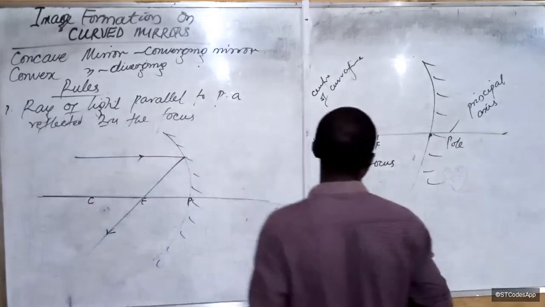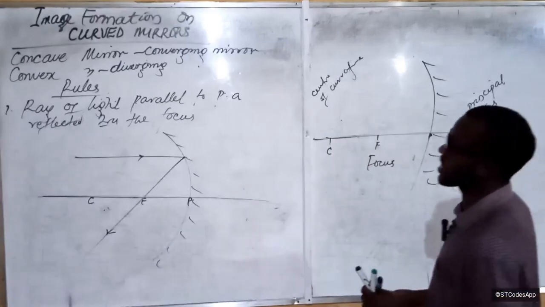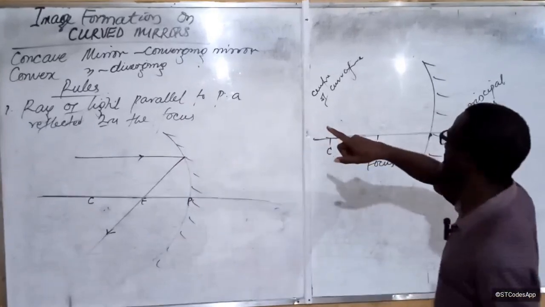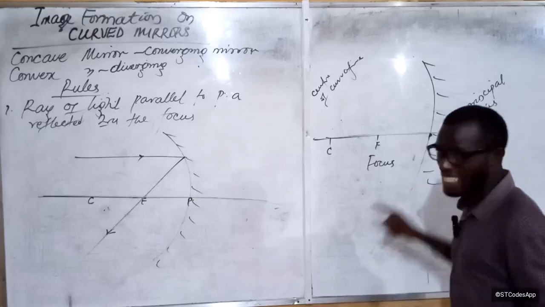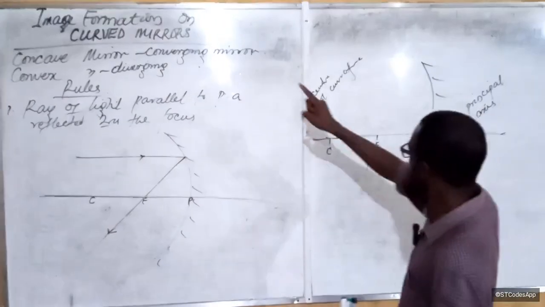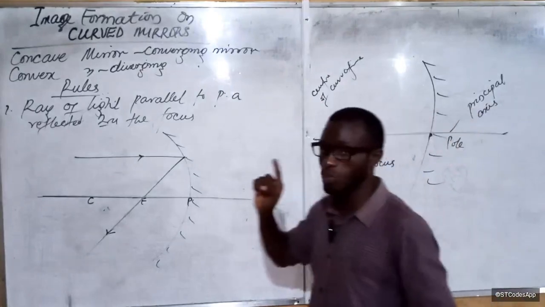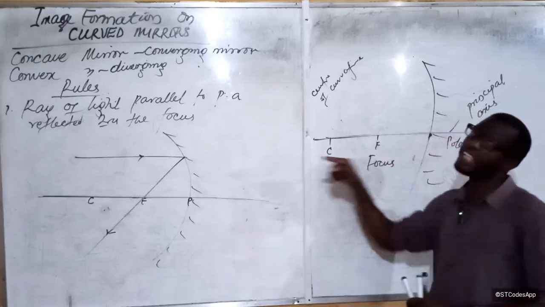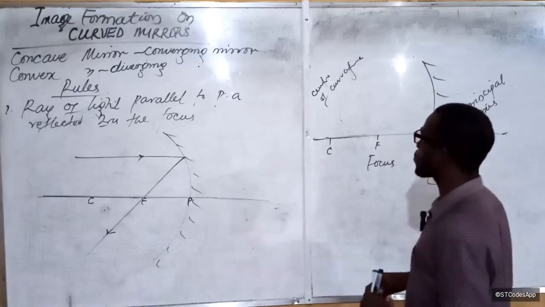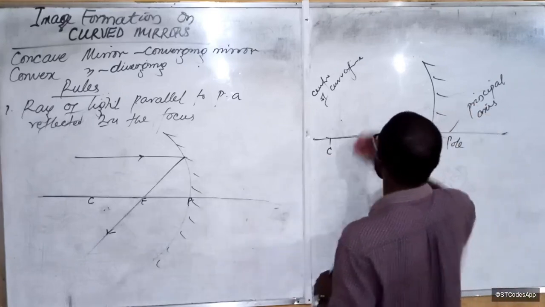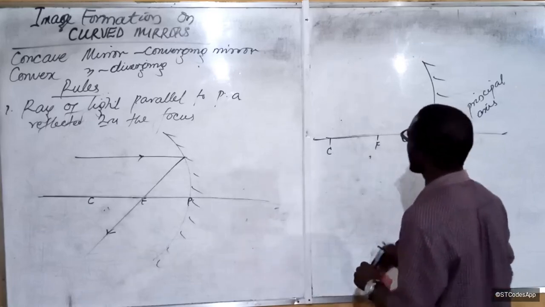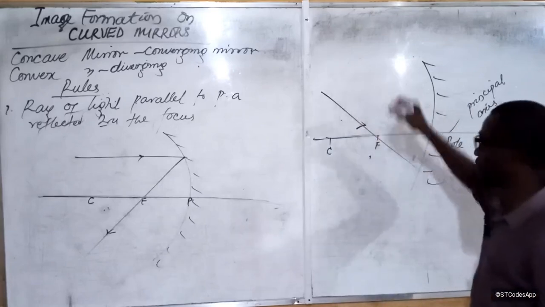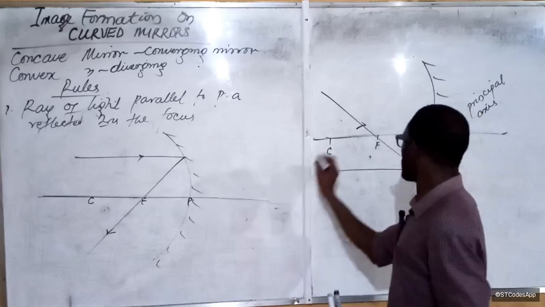The second rule is just the opposite of that. What that second rule says is that if your ray of light is now passing through the focus as the incident ray, the opposite is that by the time it is reflected, it will be reflected in a direction that is parallel to the principal axis. Let me show us that using this diagram. So if the incident ray is passing through the focus, by the time it is reflected, it will be reflected like this.